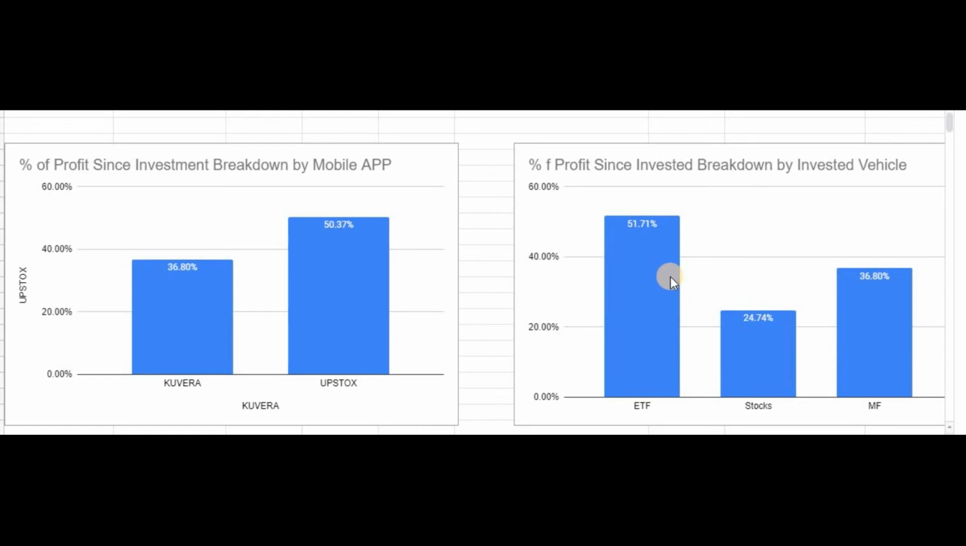And coming to this bar graph, it explains the percentage of profit since investment, breakdown by invested vehicle. Of course you already saw my invested vehicles, that is ETF, stocks and mutual funds. By seeing these bars, you can easily understand that the highest profit I got is in ETF, that is 51.71%, the second highest profit is in mutual funds, that is 36.80%, and the least profit is in stocks, that is 24.74%. This is what these 2 bar graphs explain: how much percentage of profit I got from my investment till date.